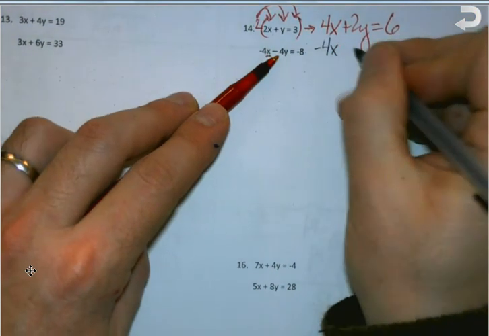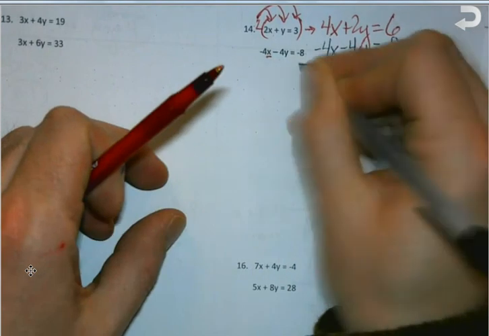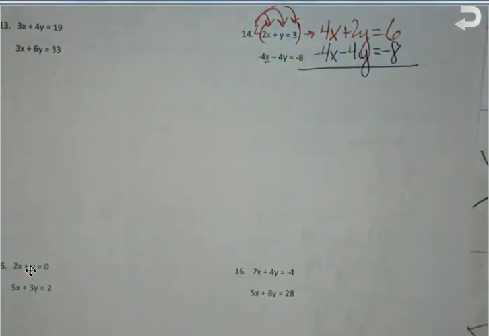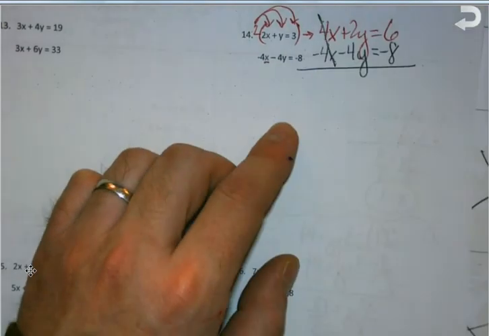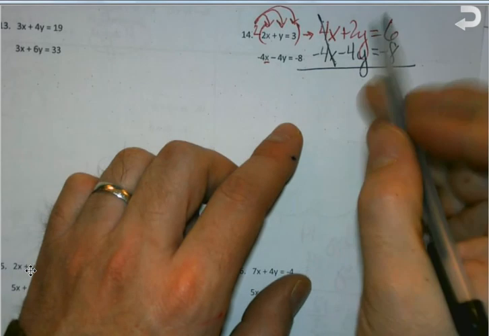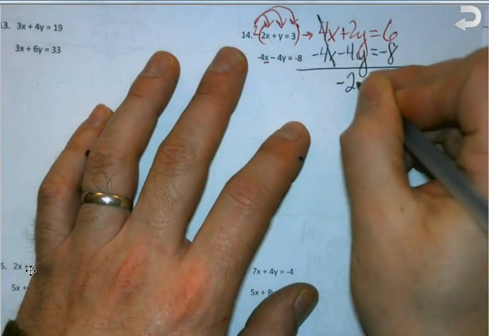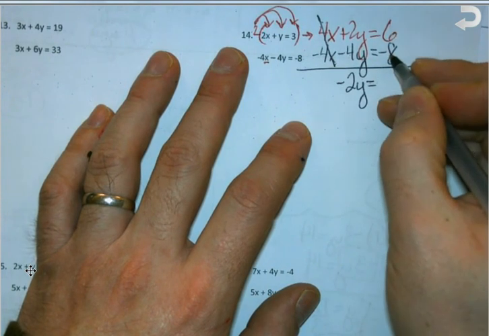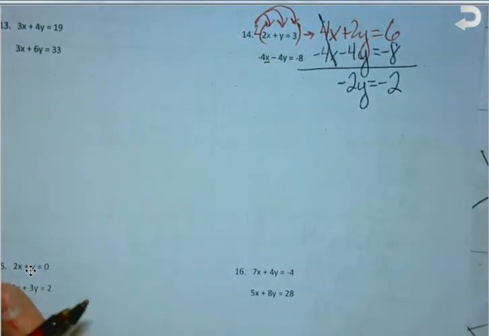And sometimes it may be the top equation I times, sometimes it may be the bottom. It just depends. Because now, I look and I say, okay, 4x and negative 4x, they wipe out. Watch again, signs are critical. 2 and negative 4 is negative 2y. 6 plus negative 8 is negative 2.